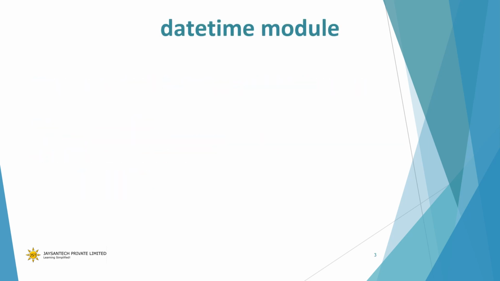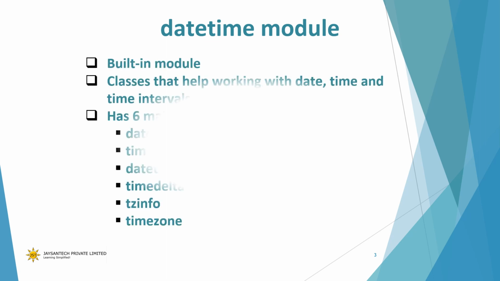So datetime module, what is it? It is a built-in module provided by Python itself, and it contains various classes that will help us in working with date, time and time intervals. Now in Python you do not have inbuilt data types to represent date or time. You have separate classes that are included in the datetime module. There are 6 main classes in this: date, time, datetime, timedelta, tzinfo and timezone.